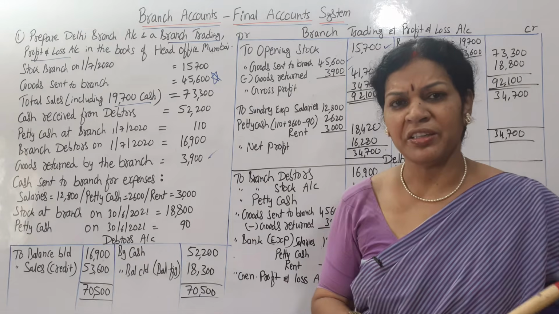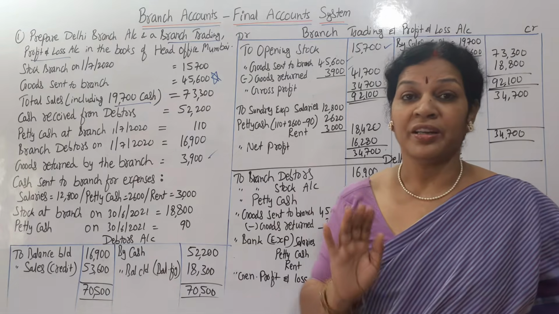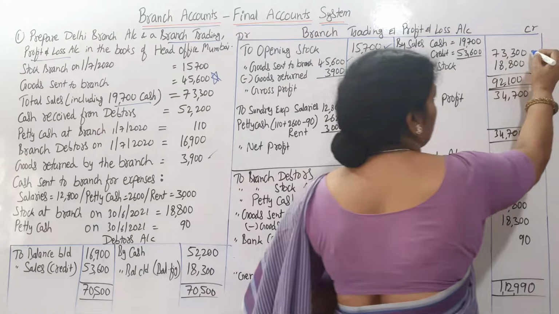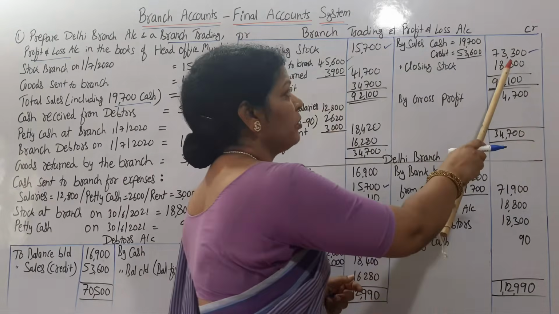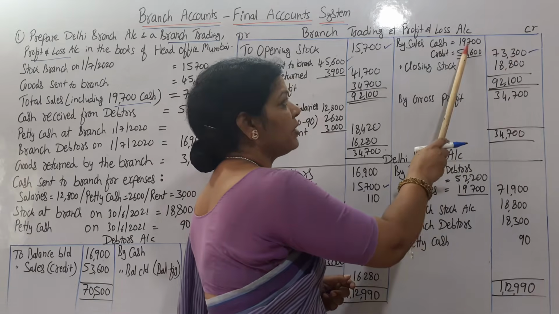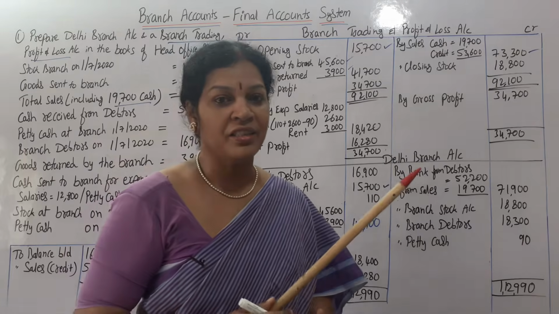But anyway, whether it is credit sales or cash sales, both will be written into the trading account credit side. Now see here. In the trading account credit side I have written 73,300. Cash is given, 73,300 minus 19,700, you are getting 53,600. That is credit sales.